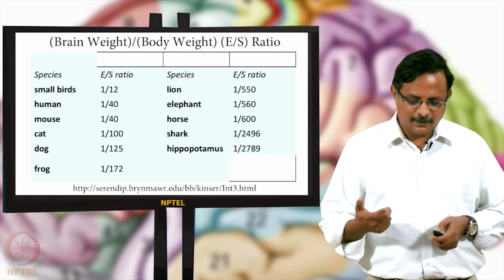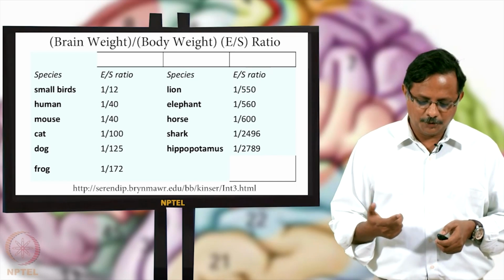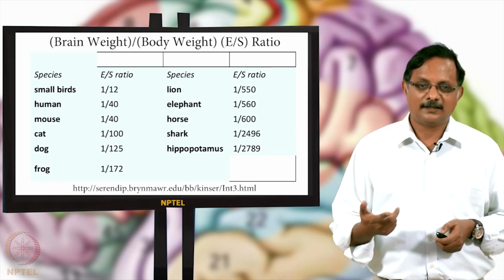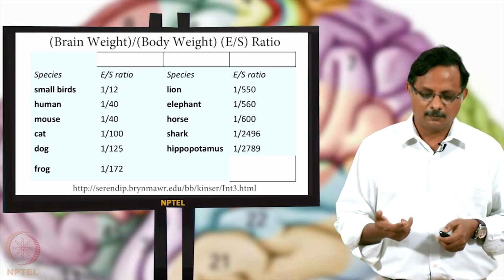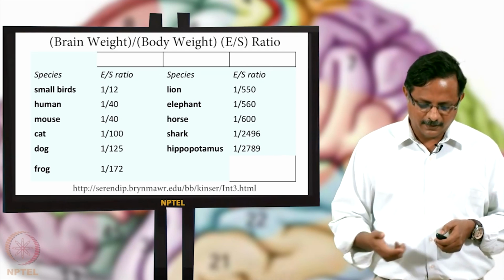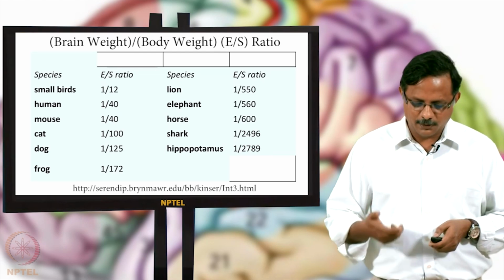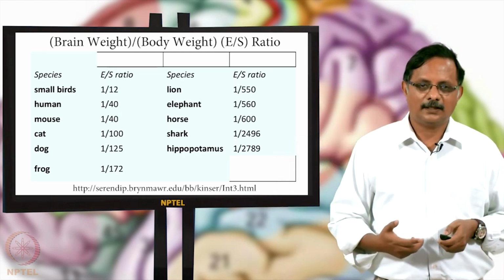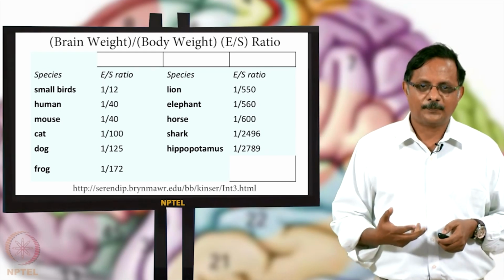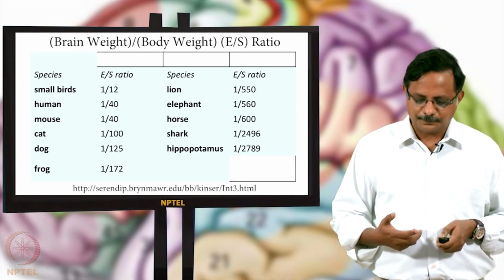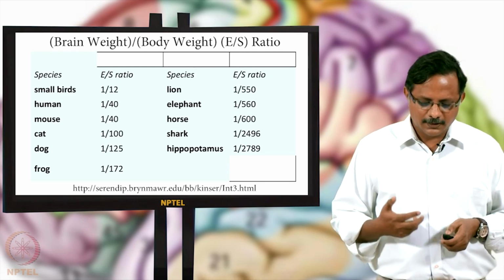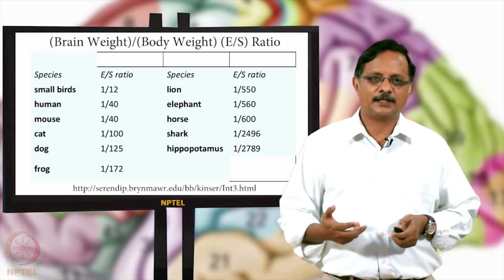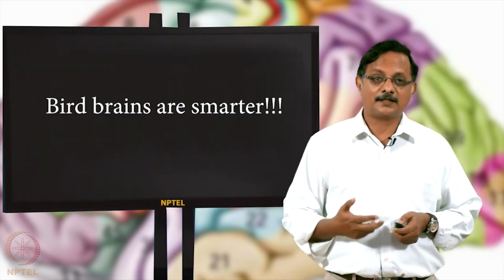Birds have this ratio of about 1 by 12 and humans 1 by 40. Mouse, right, has about the same value as ours, 1 by 40, and cat is 1 by 100, dogs 1 by 125, and so on and so forth. Hippopotamus, by virtue of its large corporeal frame, has a very small E by S ratio, and so on. So, what we conclude from the E by S ratio data is that bird brains are smarter.